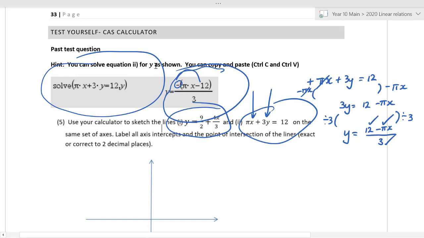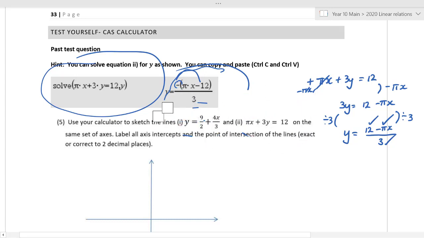Okay, so if I was to do that, now, of course, what I want to do is I've got to sketch 2 lines. We want to find the axis intercepts, and we also want to find the point of intersection. You also need to label both graphs as well. Okay, this is how we're going to do it.